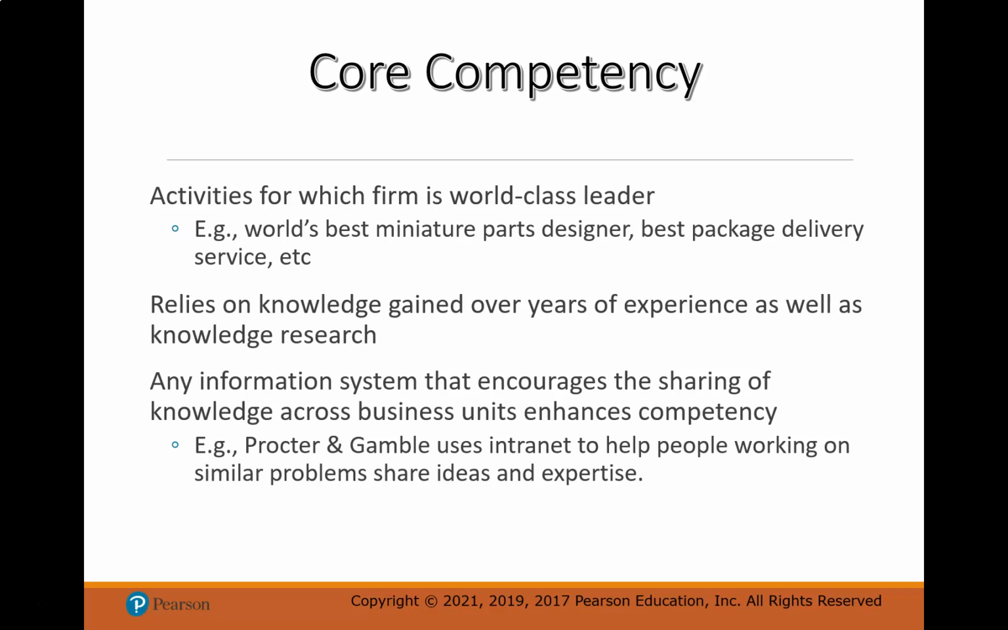Again, I put it in writing for you to look at. Here is an example: Procter & Gamble uses the internet to help people working on similar problems to share ideas and expertise.